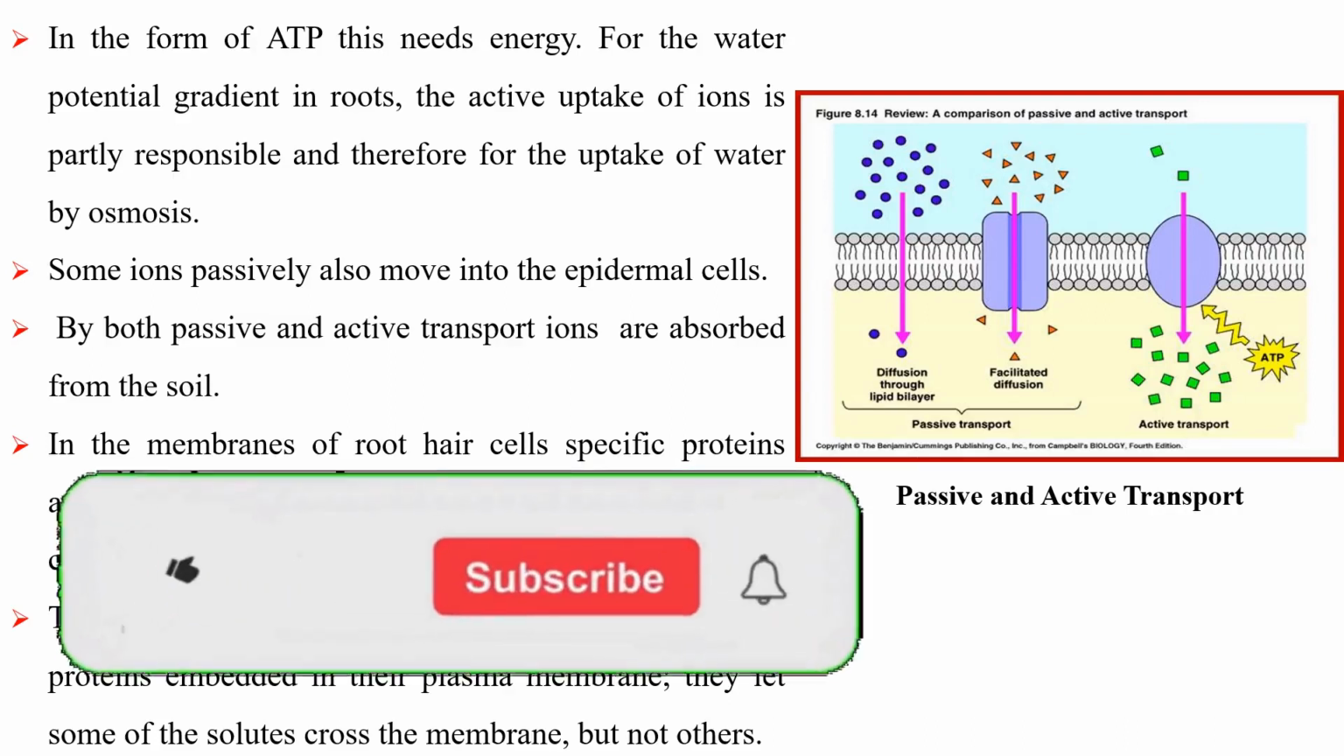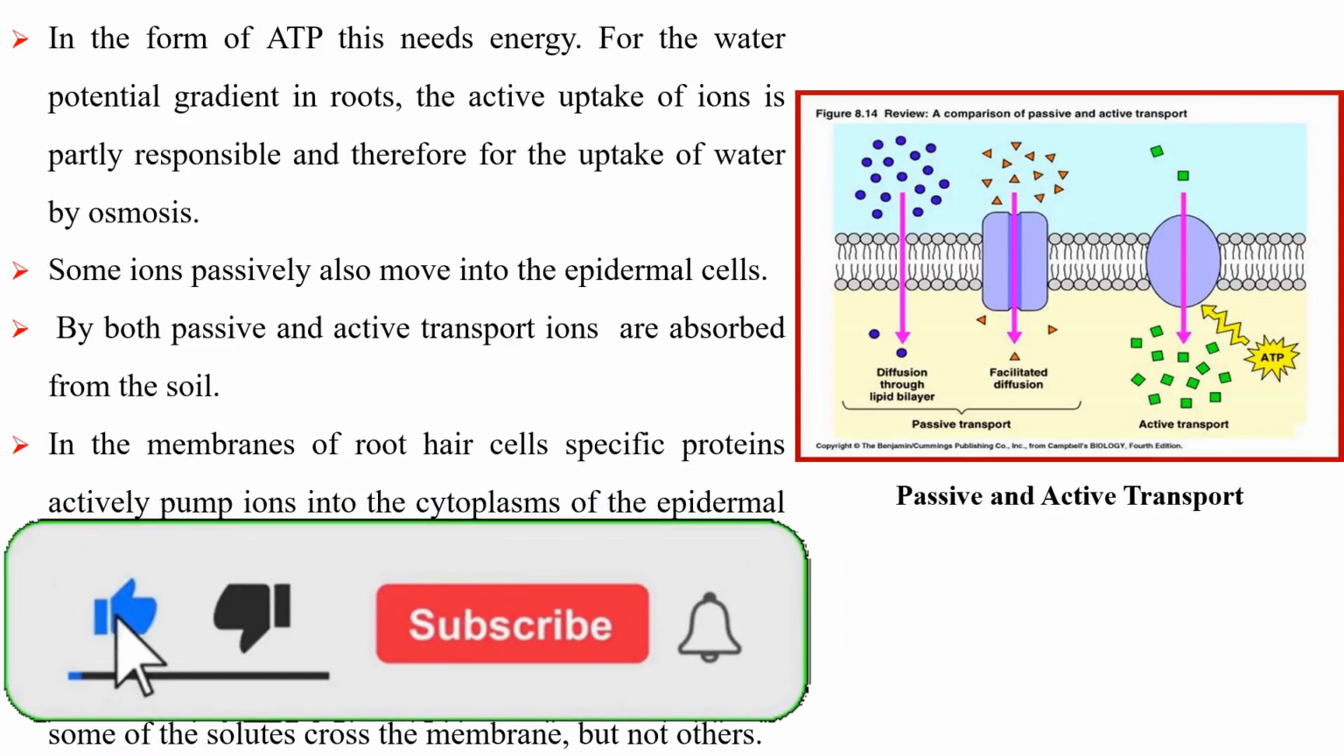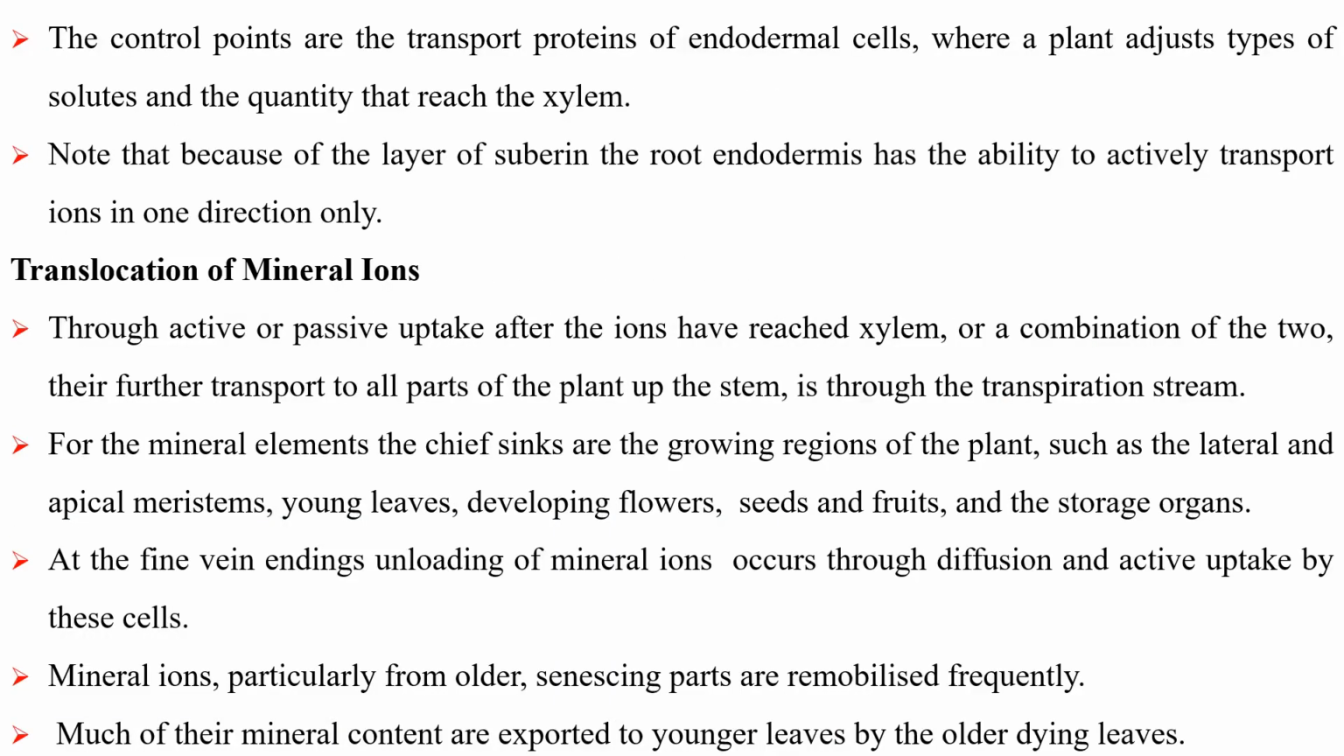They let some of the solutes across the membrane but not others. The control points are the transport proteins of endodermal cells, where a plant adjusts the types of solutes and the quantity that reach the xylem. Note that because of the layer of suberin, the root endodermis has the ability to actively transport ions in one direction only.